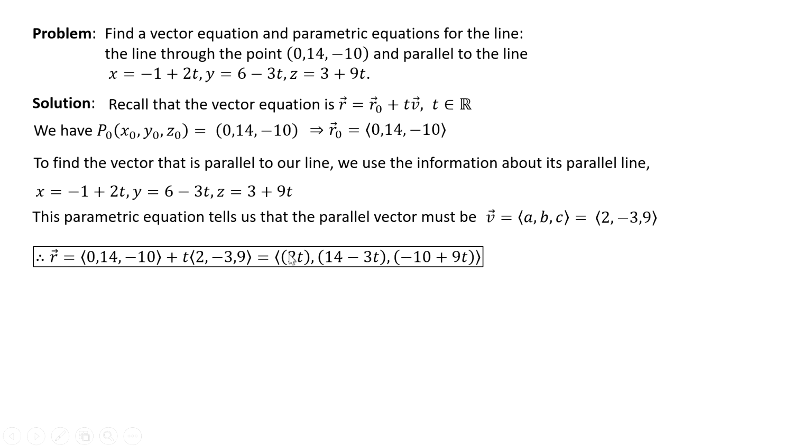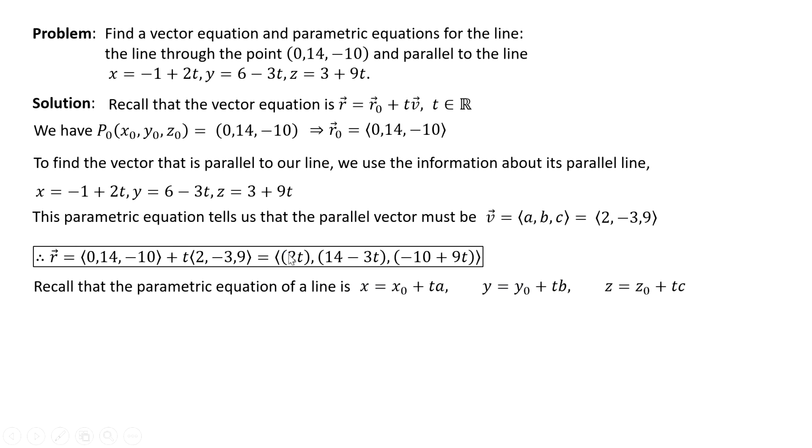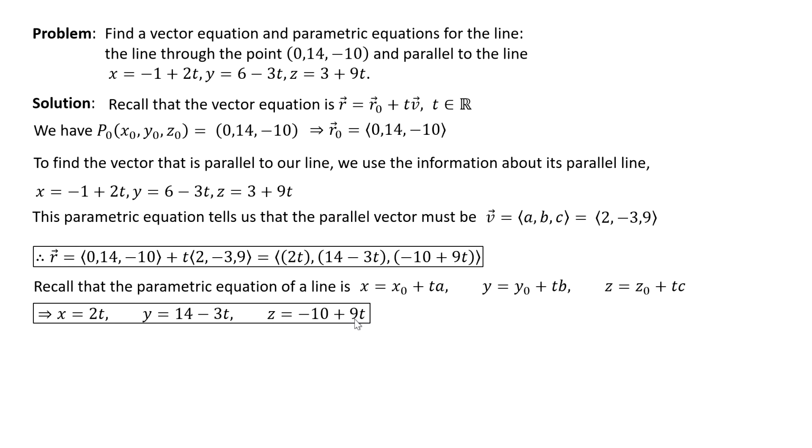And did they ask for a parametric equation of our line? Yeah, they did. So we just simply do this: 2t, 14 minus 3t, negative 10 plus 9t. Wait.